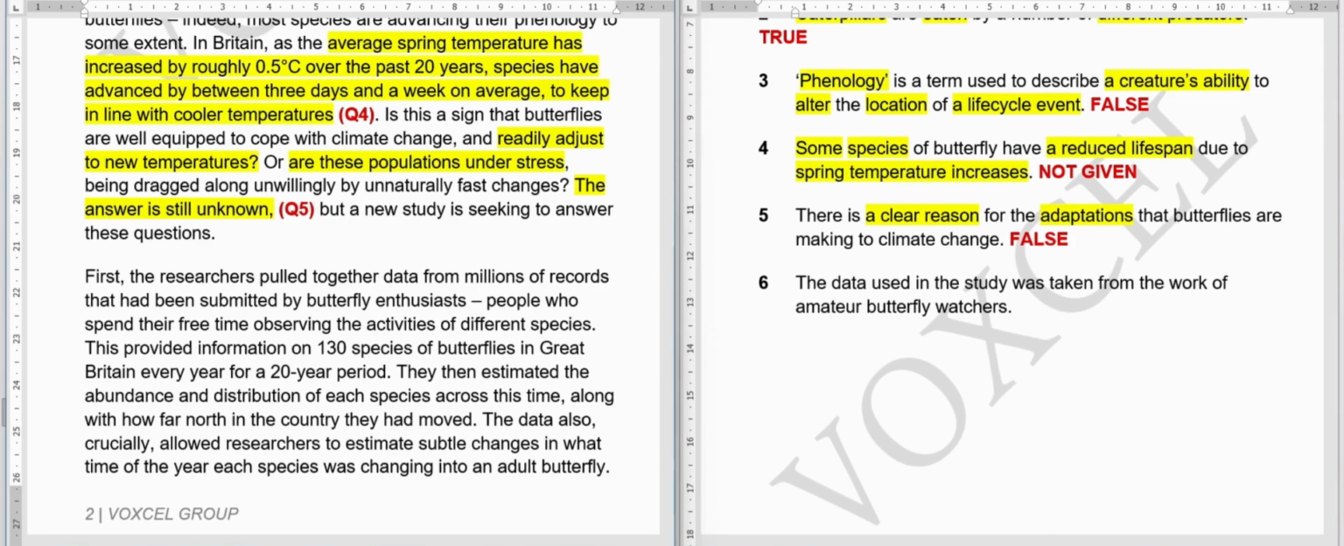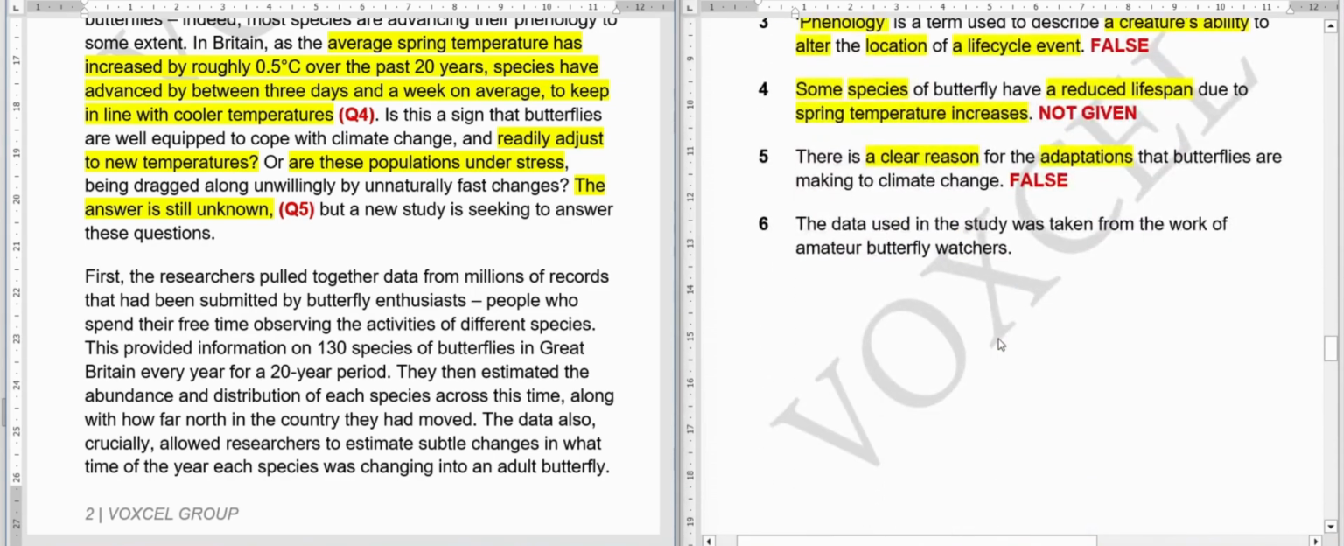Moving on to the sixth question, the last question of this set. The data used in the study was taken from the work of amateur butterfly watchers. So they are saying that they have used some data for this study. It was taken from the work of amateur butterfly watchers.